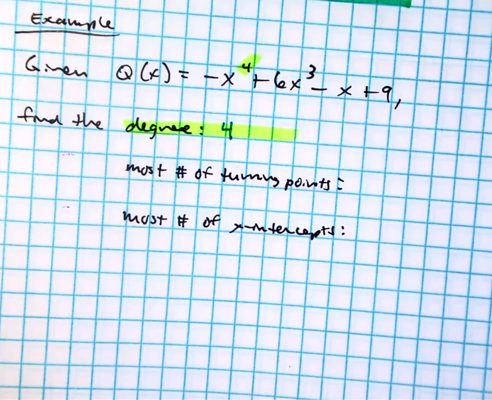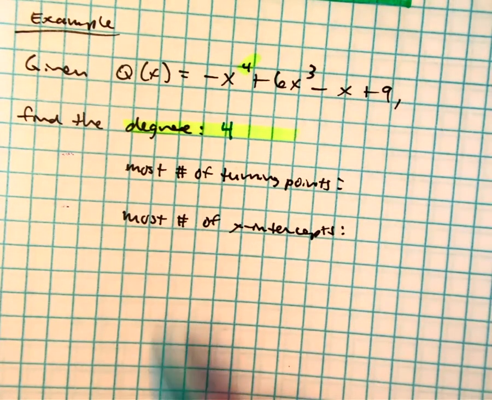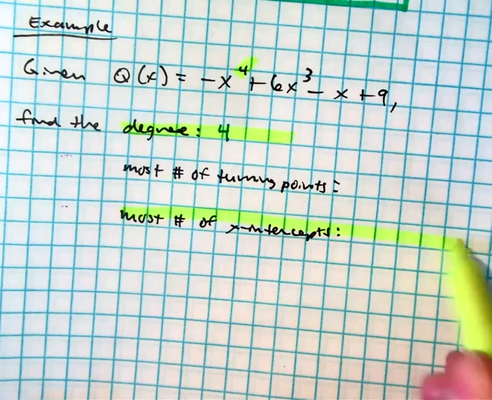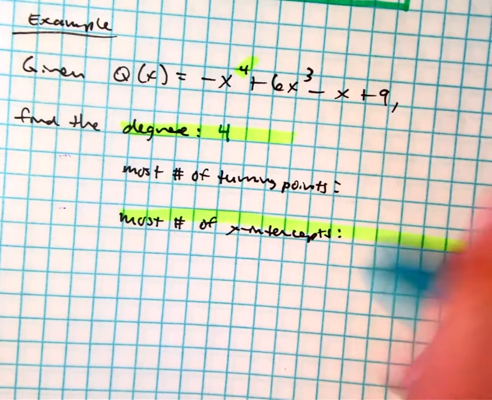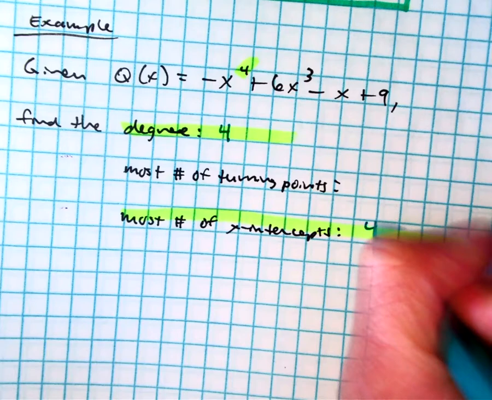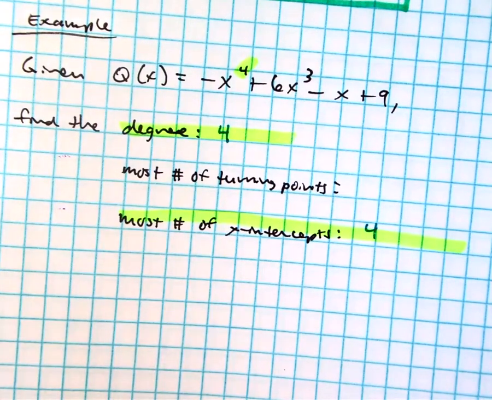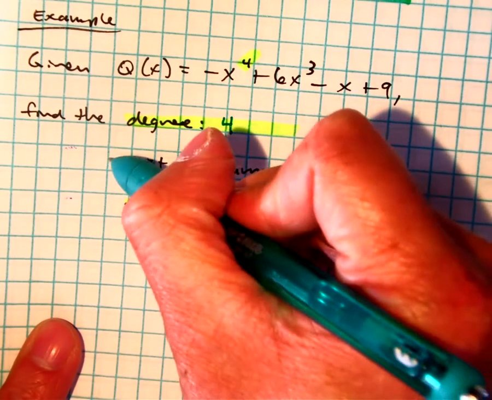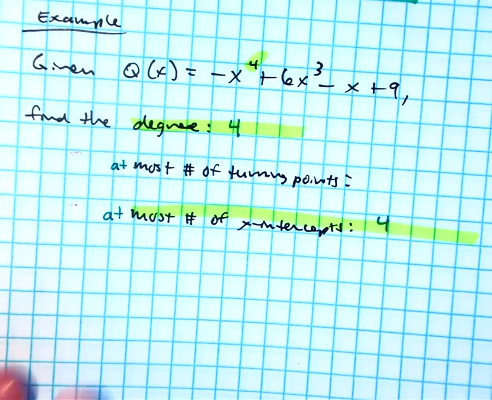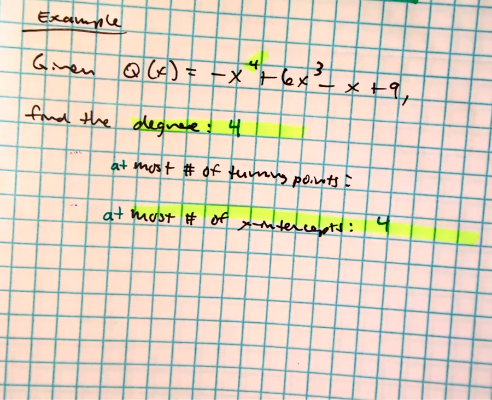Well, the highest degree actually tells you the most number of x-intercepts. So the most number of x-intercepts you can get is actually 4. Now, I'm going to add a word there, at most. Can you have 3? Yes. Can you have 2? Yes. Could you have 1? Yes. But you cannot have more than 4. Okay?